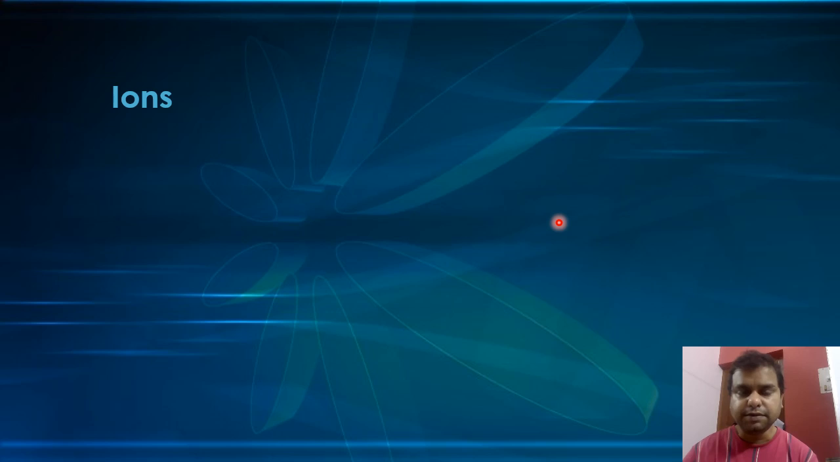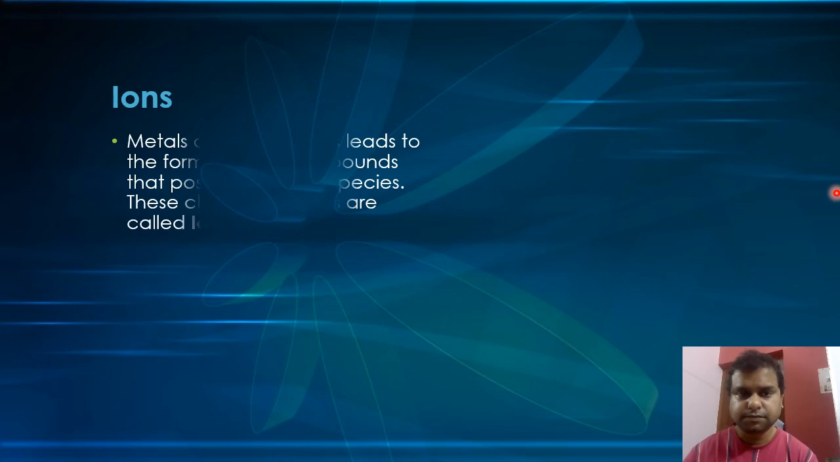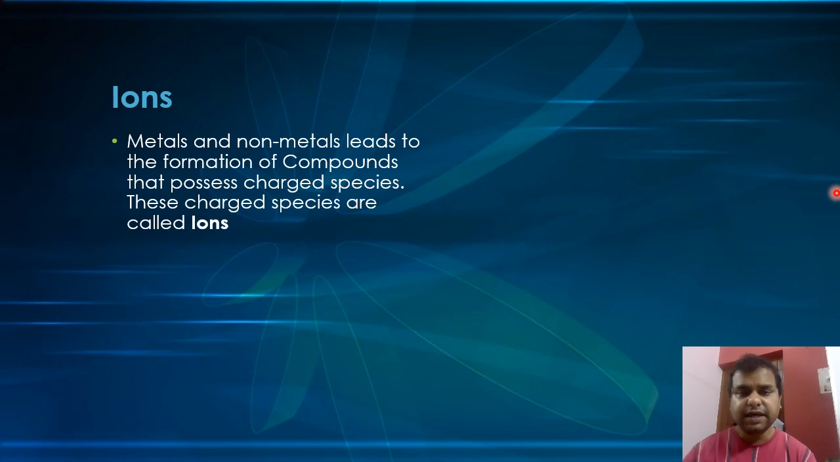Coming to ions, what are ions? Now metals and non-metals form compounds. Usually metals combine with non-metals or something else to form compounds. Now they possess charged species. When we say charged species, we mean the atoms present within that molecule have a charge. It can be a positive charge or a negative charge. And these charged atoms are referred to as ions.